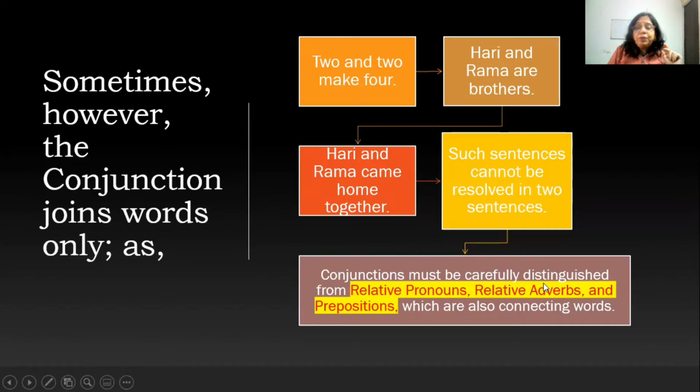Conjunctions must be carefully distinguished from relative pronouns, relative adverbs, and prepositions, which are also connecting words. We need to understand that sometimes these words are used as relative pronouns, sometimes as relative adverbs, and sometimes as prepositions. But what conjunctions are, that we need to understand.